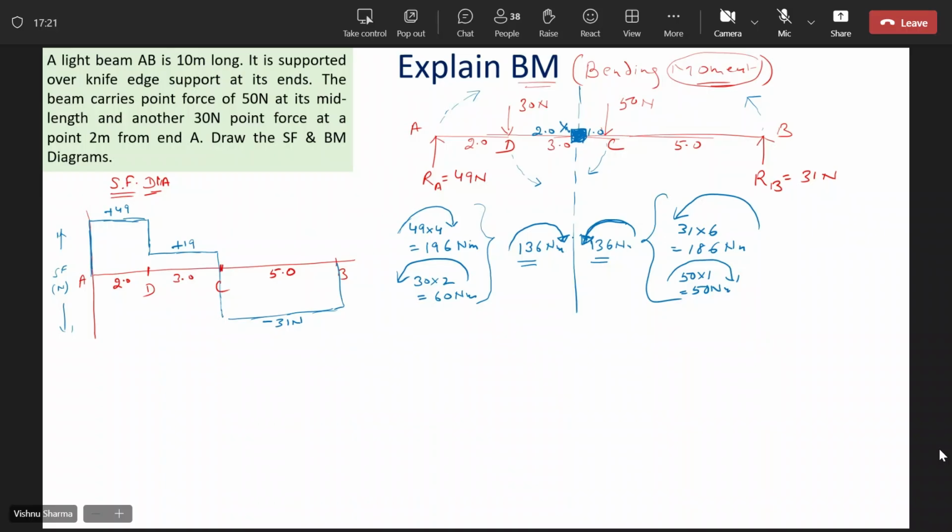Okay. So what is this 136 Newton meter trying to do? Guys, any moment is trying to rotate the beam. You know, some moments are trying to rotate clockwise, some moments are trying to rotate anti-clockwise.